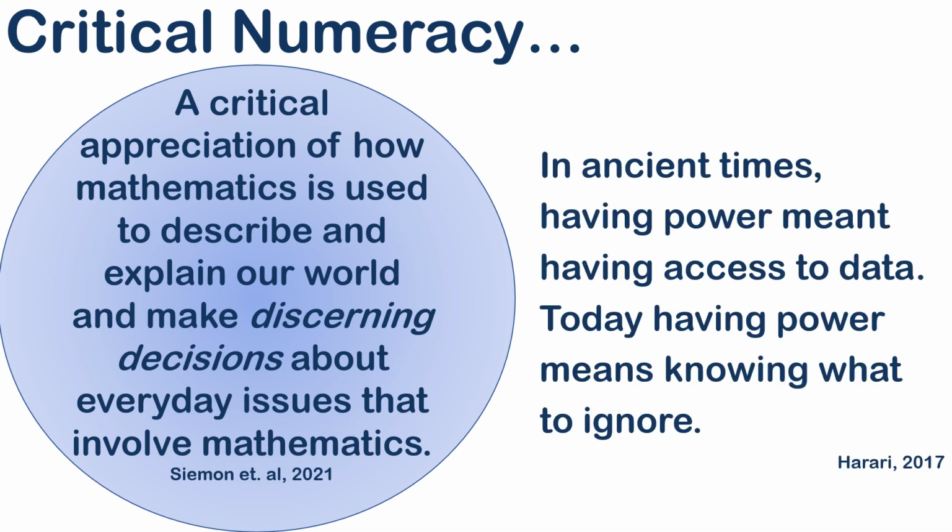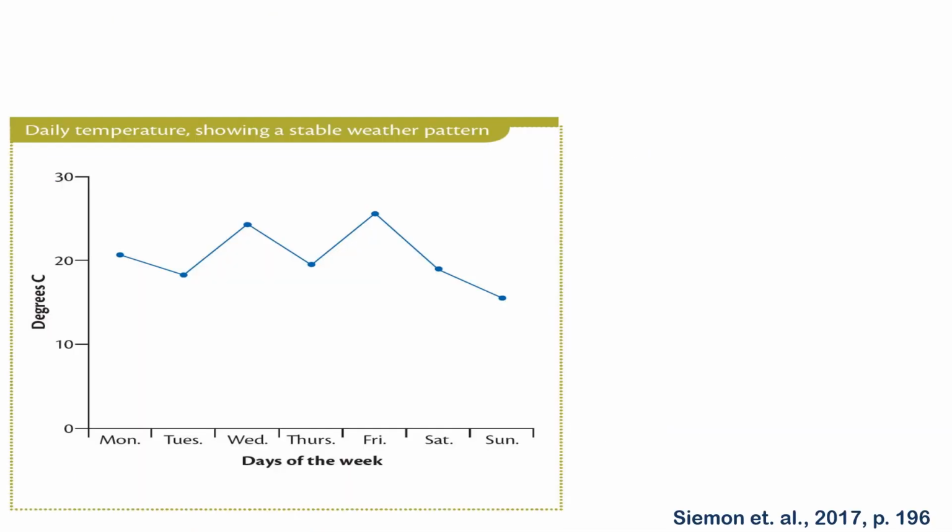Back in ancient times, having the power meant having access to data. Today, having power means knowing what to ignore, from Harari. So data in ancient times was an all-powerful thing, and if you were able to access that and proudly proclaim that you had that knowledge, you were held in high esteem. But today, having that power means knowing what to ignore and what to take notice of. And we come back to Simon's definition about discerning decisions. So being numerate, and in fact having critical numeracy, helps us know what to ignore so that we can make better decisions in our world and the mathematics that's around.